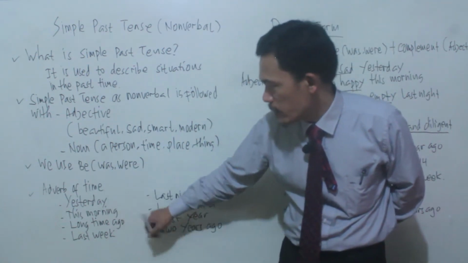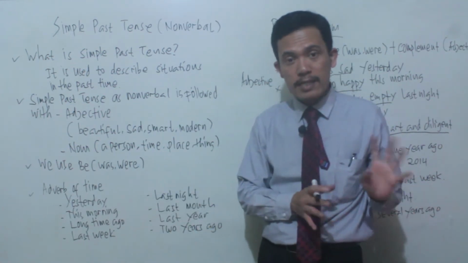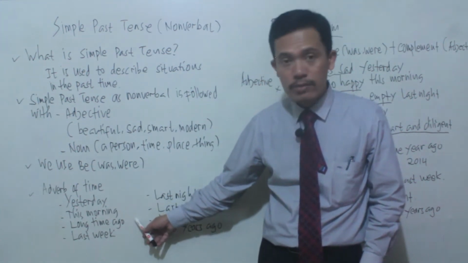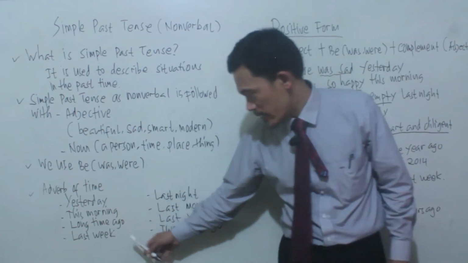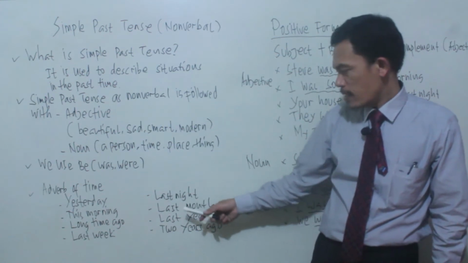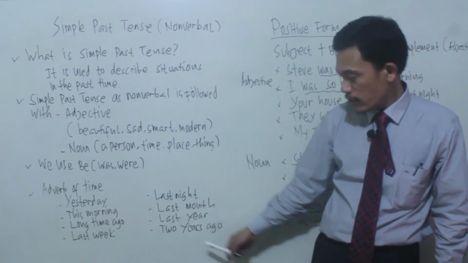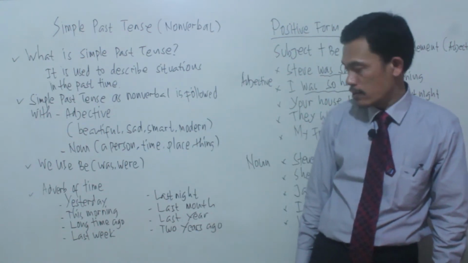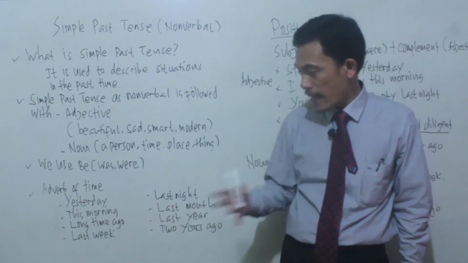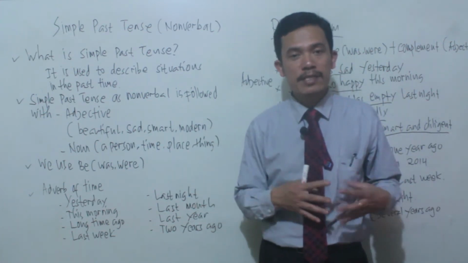Next, adverbs of time that we use in simple past tense: yesterday, this morning, long time ago, last week, last night, last month, last year, 2 years ago. Let's see that these adverbs of time we use to help describe the things or the activities that happened in the past time.